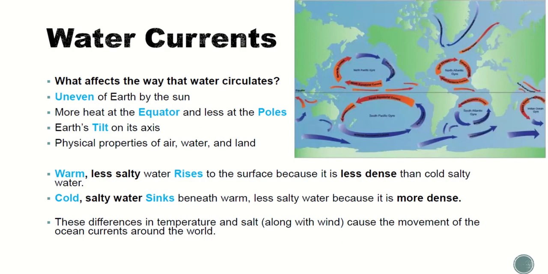This leads us to water currents. What affects the way that water circulates? Well, the unevenness of the heating of the earth by the sun. There is more heat at the equator and less at the poles. This also is due to the earth's tilt on its axis, and we also factor in the physical properties of air, water, and land. So the equator is hotter.